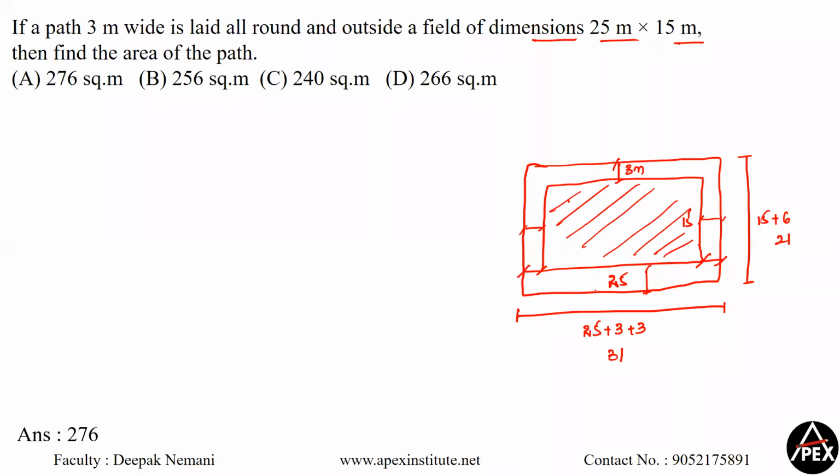Isn't it? So what will be the area of the outer rectangle? 31 into 21. Okay, what will be the area of the inner rectangle? 25 into 15, so this is 375. So what is 31 into 21? 651. Subtract this. Ending with 6 minus 5... the answer should be 276.